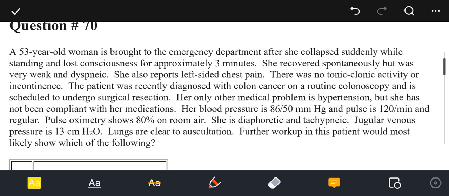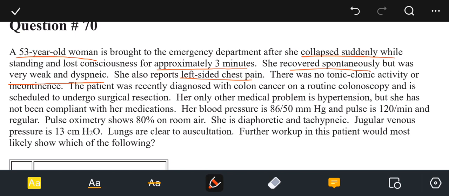The next question, number 70, they are asking about a 53 years old woman who is brought to the emergency department after she collapsed suddenly while standing and lost consciousness for approximately 3 minutes. She recovered spontaneously but was very weak and dyspneic. She also reports left-sided chest pain. There was not tonic-clonic activity or incontinence.